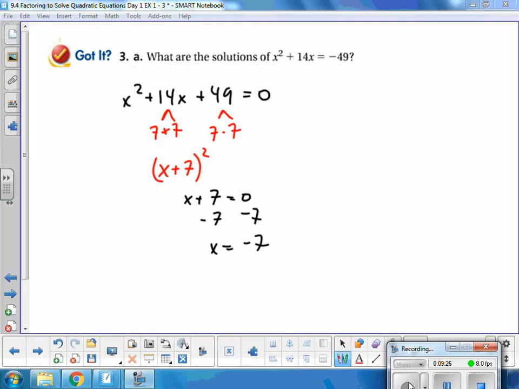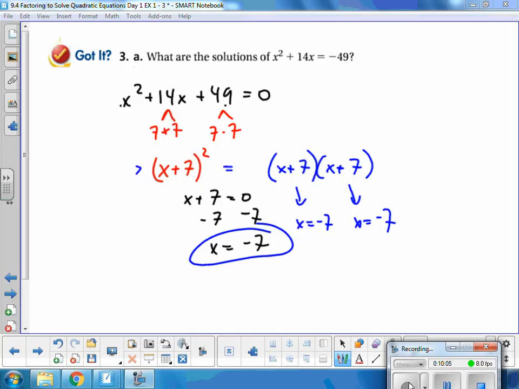For this one, when I added 49 to both sides, I noticed that I had my A term and my C term, that they were perfect squares. And so I was able to write that as a perfect square, x plus 7, all of that squared. So that means that x plus 7 equals 0 gives me x equals negative 7 as my answer. And really it's my only answer because this is equal to x plus 7 times x plus 7. So if I run it both ways, this is still going to end up being x equals negative 7, and this is going to end up being x equals negative 7. So this one actually has only one solution, x equals negative 7.